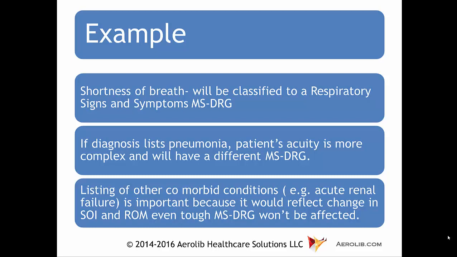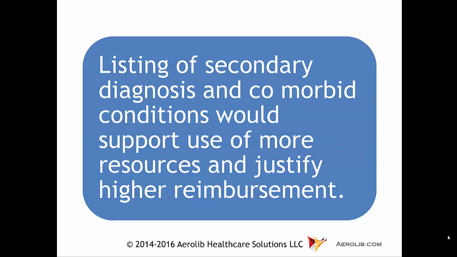So imagine diagnosis code of shortness of breath versus diagnosis code of acute respiratory failure or exacerbation of chronic obstructive pulmonary disease. All these have different MSDRG and would imply different hospital reimbursement. If your diagnosis lists pneumonia, definitely patient's acuity is more complex and will have a different MSDRG. Listing of other comorbid conditions is important as well because it reflects the severity of illness of the patient and risk of mortality for him or her, even though MSDRG won't be affected. And we know that listing of secondary diagnosis and comorbid conditions definitely support use of more resources and justify higher reimbursement for hospitals.